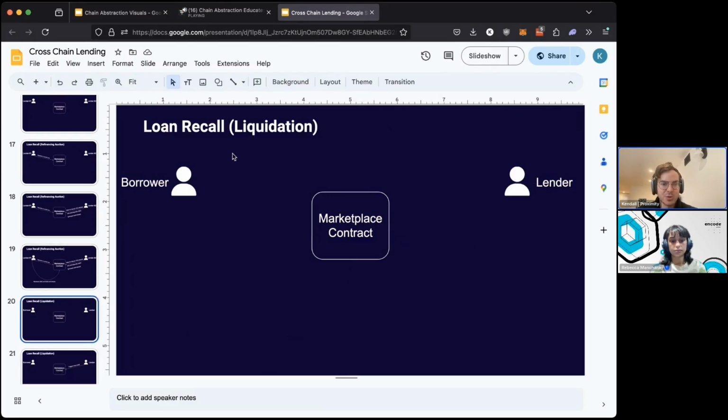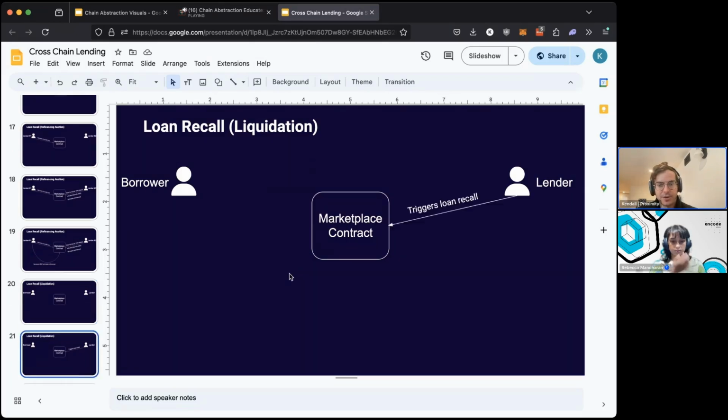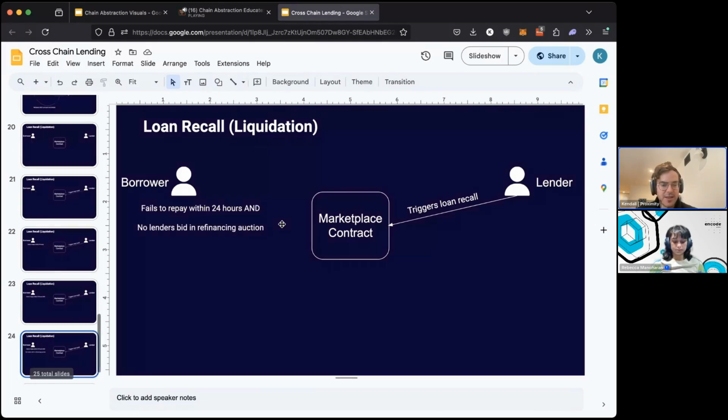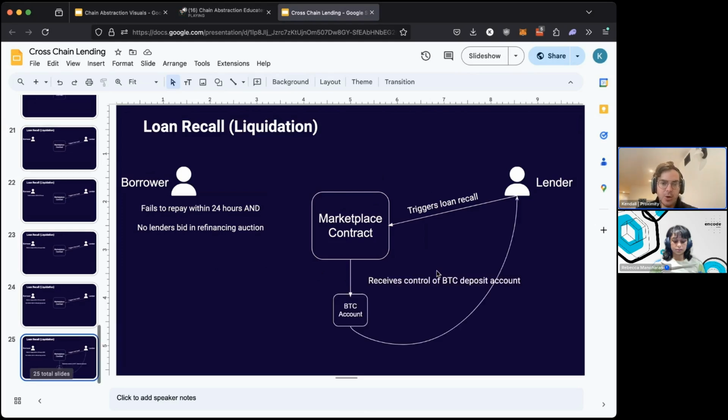Now, in the case where this collateral really needs to be liquidated, the way that can work out is the lender triggers this loan recall, the borrower doesn't repay within 24 hours, and then no other lenders are willing to come in with that increasingly high interest rate. And basically we can now assume that this loan is probably bad and should be repaid, but the borrower failed to. So we let that lender walk away with control over the Bitcoin, and they're hopefully now able to be made whole.